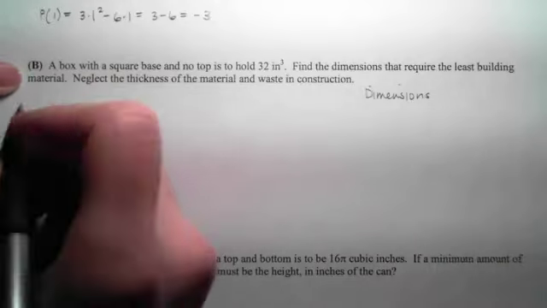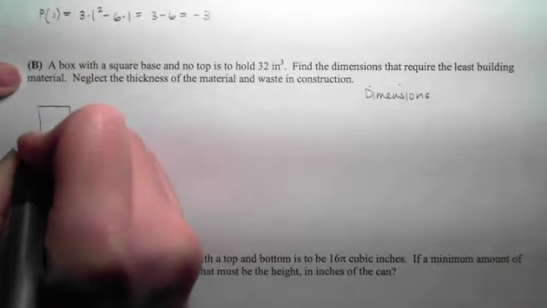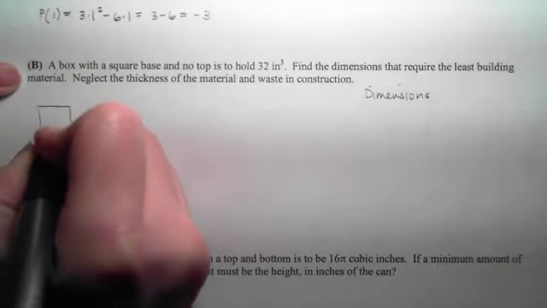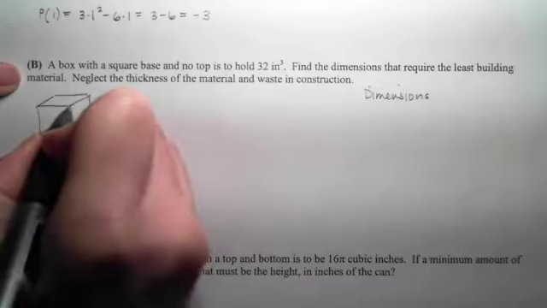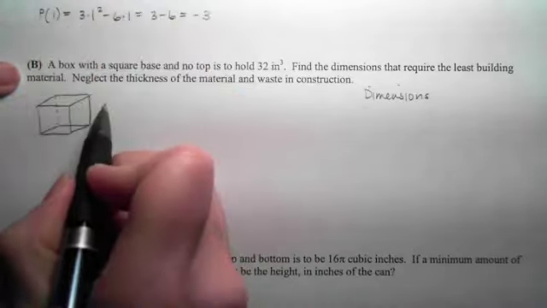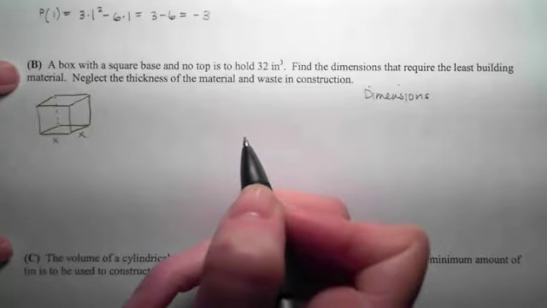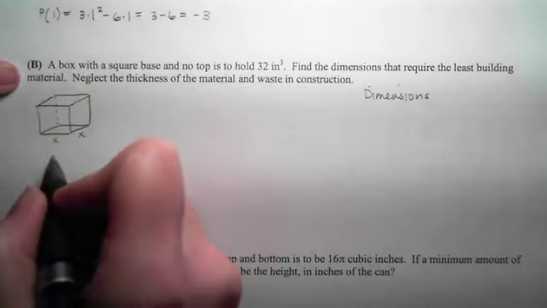So I've got a square base. I'm going to draw this picture. A box with a square base and no top. So I have a choice here. I can choose to let x be the height, or I can choose to let x be the base. And I'm going to choose the base because I'll get more bang for my buck. I get 2 x's on that instead of just 1.